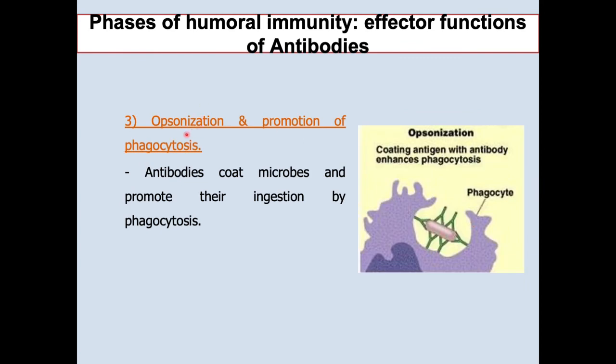And the third one is opsonization and promotion of phagocytosis. Antibodies coat microbes and promote their ingestion by phagocytosis. So opsonization is almost the same as agglutination, but in opsonization, one bacterium can be recognized by several antibodies, right? By doing this, it can enhance phagocytosis, so the phagocyte can recognize the bacteria that are already covered by antibodies.